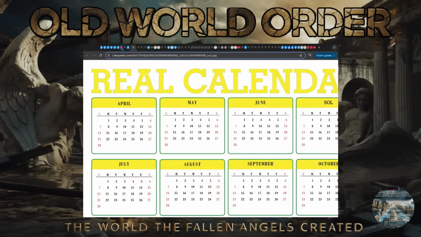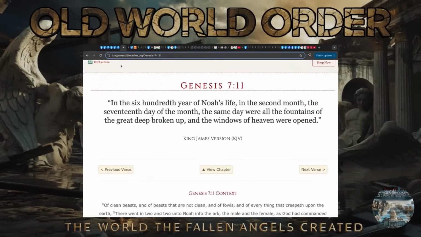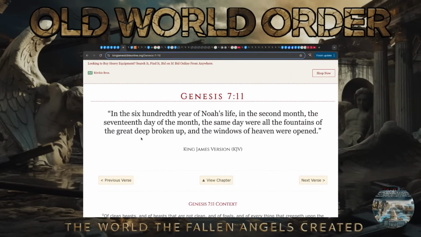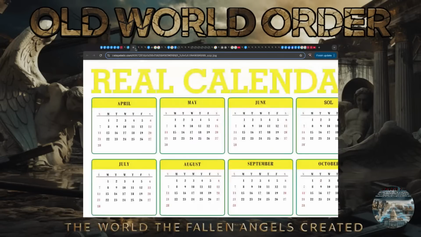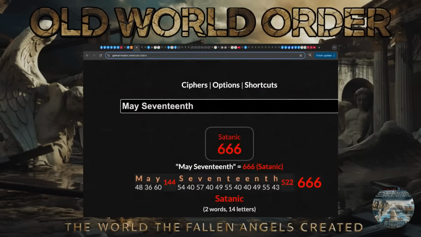So now we go back to Genesis 7:11 and using the real calendar and going back to this verse, the 17th day of the second month were all the fountains of the great deep broken up, and the windows of heaven were opened. So that gives us the 17th day of the second month, which is May 17th. Whoa. So May 17th equals 666. Now we know we're on the right track.